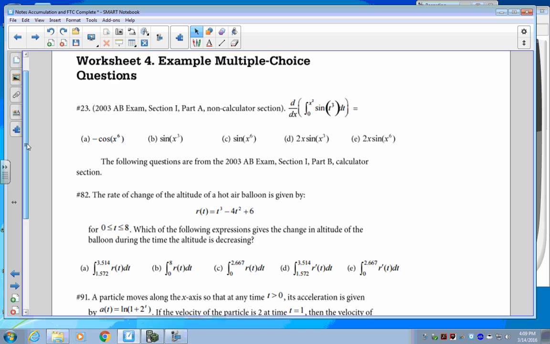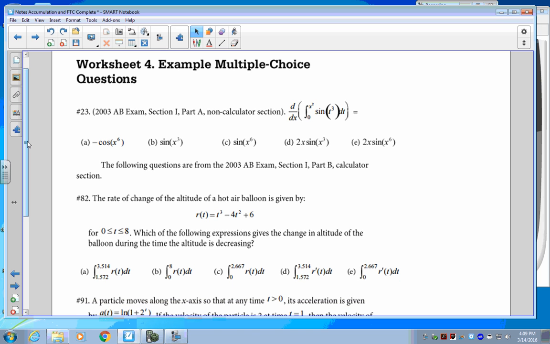Now, these are some examples of actual multiple choice questions, and they're all sort of relating to all of the things that we've been doing in this entire packet that we've had for notes. So starting with number 23, it's a non-calculator section. I would like for you to do this. I believe this is like worksheet number 2 if you have a question about it. So please pause the video here to answer number 23.